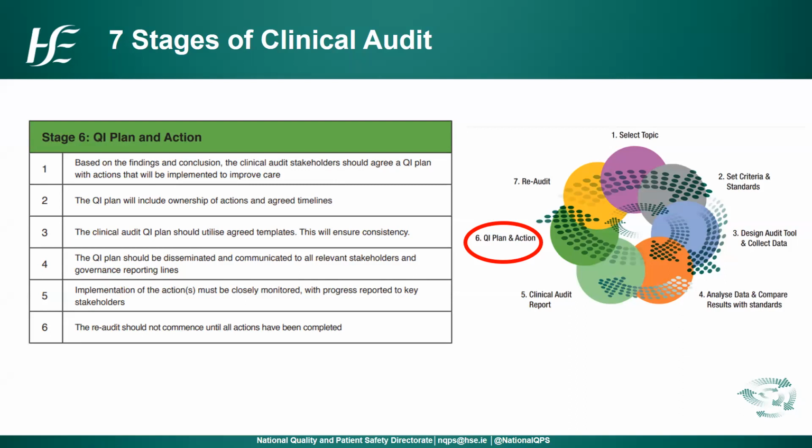The QI plan should be disseminated and communicated to all relevant stakeholders and within your governance reporting line. So again, going back to the start of the audit cycle, you should have identified who your relevant stakeholders are, who your governance reporting lines are. You might have a specialty governance team. You could have a quality and patient safety committee within your hospital. Depending on your audit topic, it might be a drugs and therapeutics committee, whomever. And if you're not sure, discuss that with your line manager, or you may have access to a quality and patient safety advisor or a clinical audit facilitator within your service, hospital or community setting. So discuss it with them if you're not clear on who those relevant stakeholders might be.